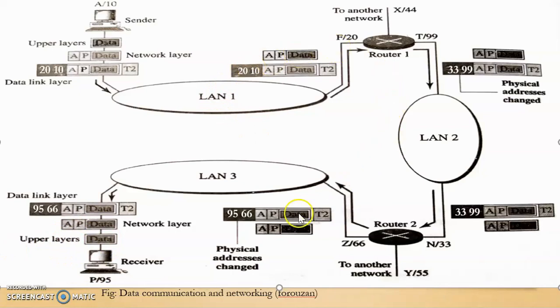So this is how logical addressing will be done. That is, if the data is passing through intermediate nodes like routers, then it will pass only up to the network layer.